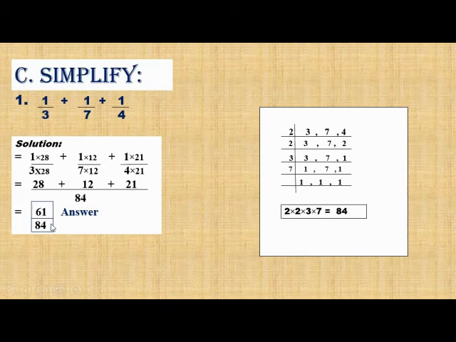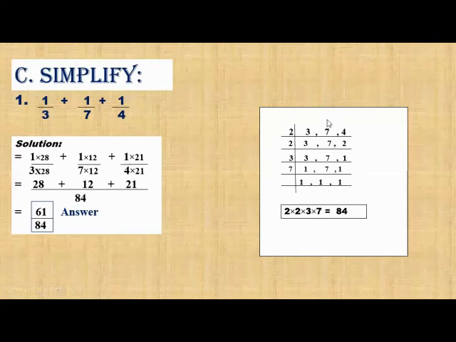This is the answer of question number 1. I'm repeating again in part C. Part C is simplify. Question number 1: 1 upon 3 plus 1 upon 7 plus 1 upon 4. This is your question number 1. Now, how can you solve this question?